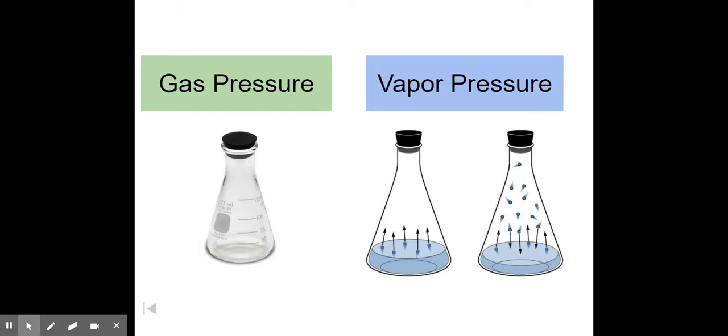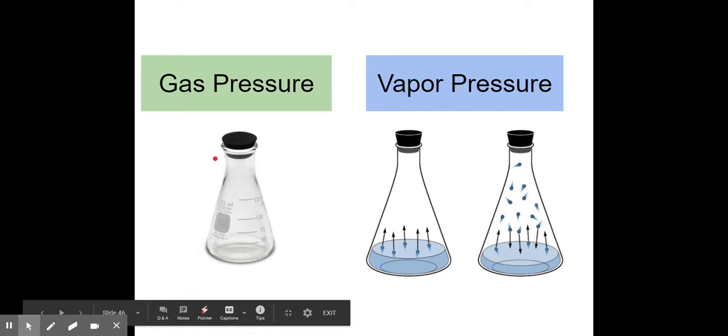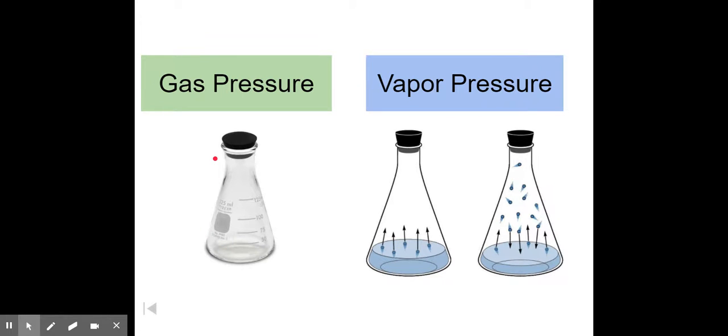We've got flasks. If you remember what these flasks are, they're called Erlenmeyer flasks. All three of these flasks have stoppers on them. We're first going to talk about this Erlenmeyer on the left. If you notice, it doesn't look like it has anything in there. It doesn't obviously have any liquid or solid.